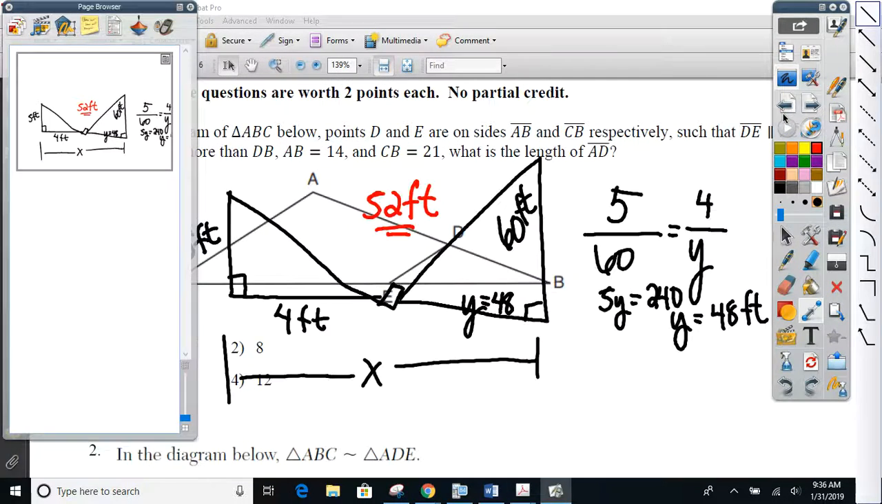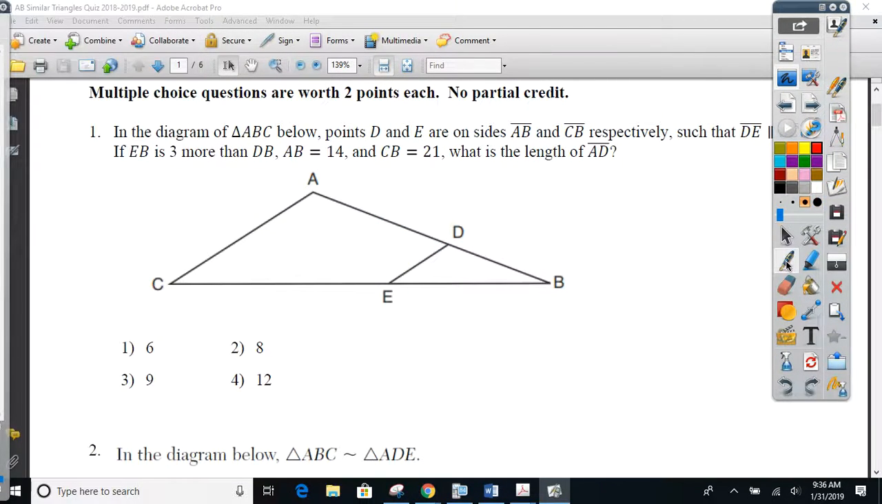Here's what I'm going to ask a couple of you to do right now for me. Using the segment names, so DB, AC, write me a proportion. Pick two sides that correspond, set it equal to another two sides that correspond. All right, up first.